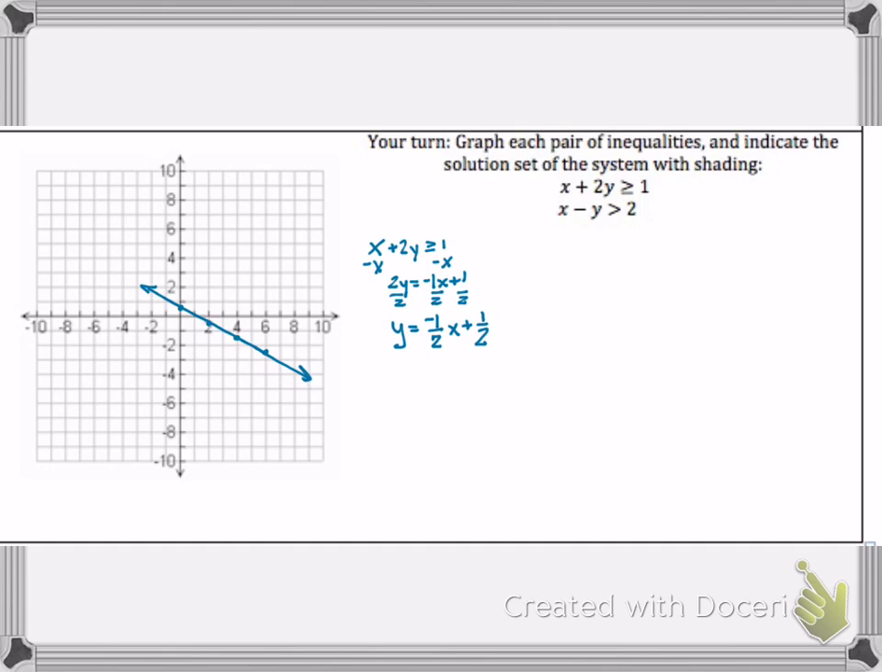So you can see for the first inequality that I have y is greater than or equal to negative 1/2 x plus 1/2. So my y-intercept is at 1/2, and my slope is down 1/2. Because it's an or equal to, the line is solid. And then because it is a greater than, I should be shading upward on the y-axis.